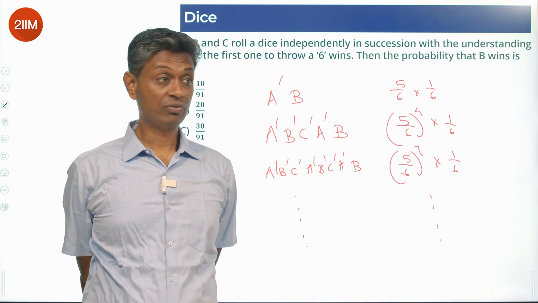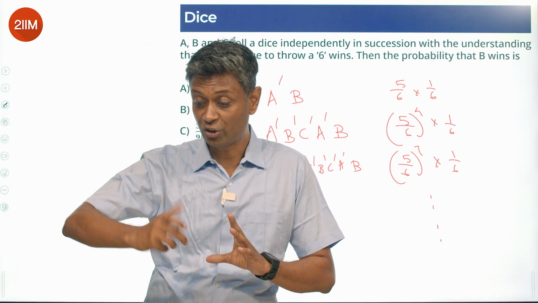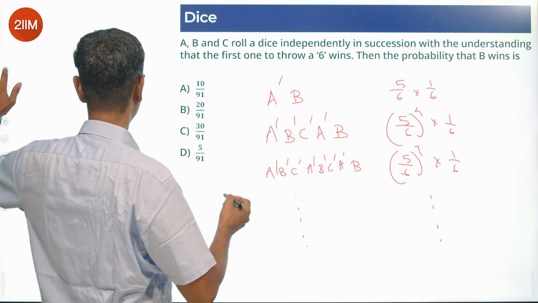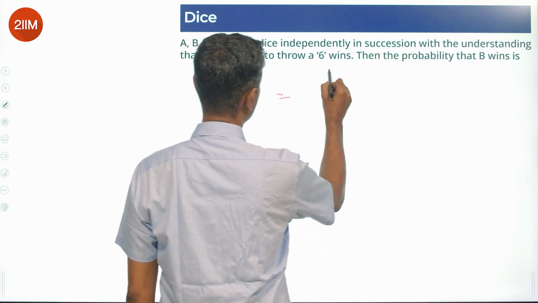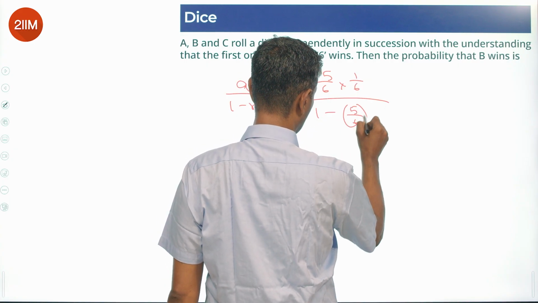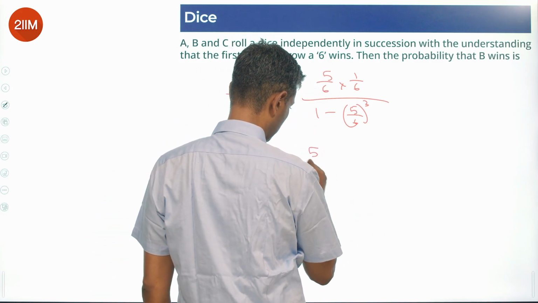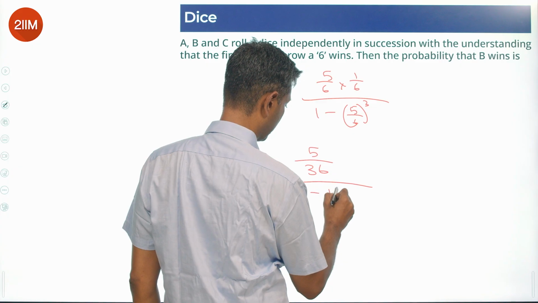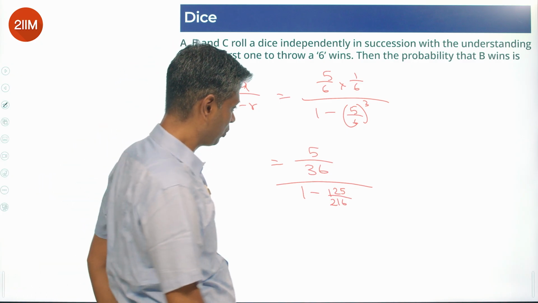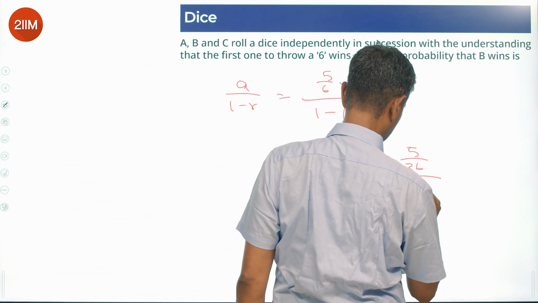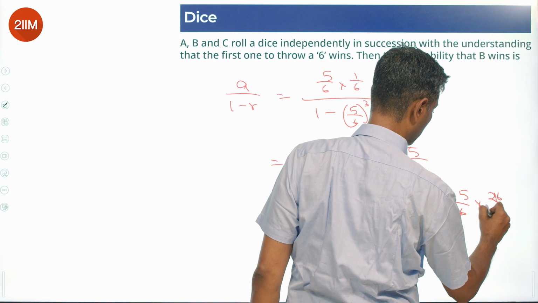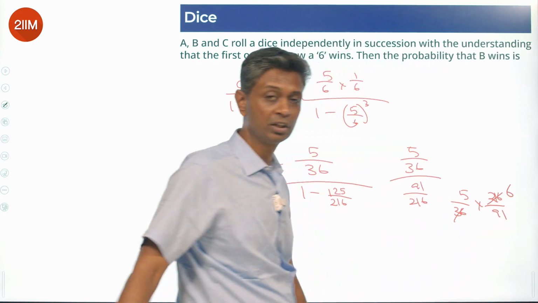The common ratio is 5 by 6 whole cube, because 3 guys shouldn't win, and then I come back to me winning. The first term is 5 by 6 into 1 by 6, so our answer is a by 1 minus r, which is 5 by 6 into 1 by 6 by 1 minus 5 by 6 whole cube, which is 5 by 36 by 1 minus 125 by 216. 216 minus 125 is 91, so this is 5 by 36 by 91 by 216, just 5 by 36 into 216 by 91, 30 by 91, that's our answer.